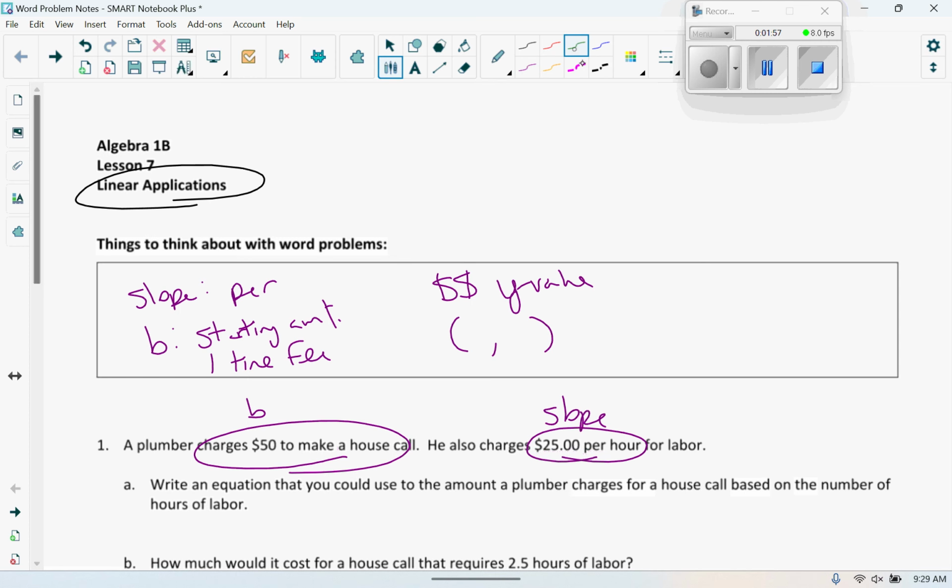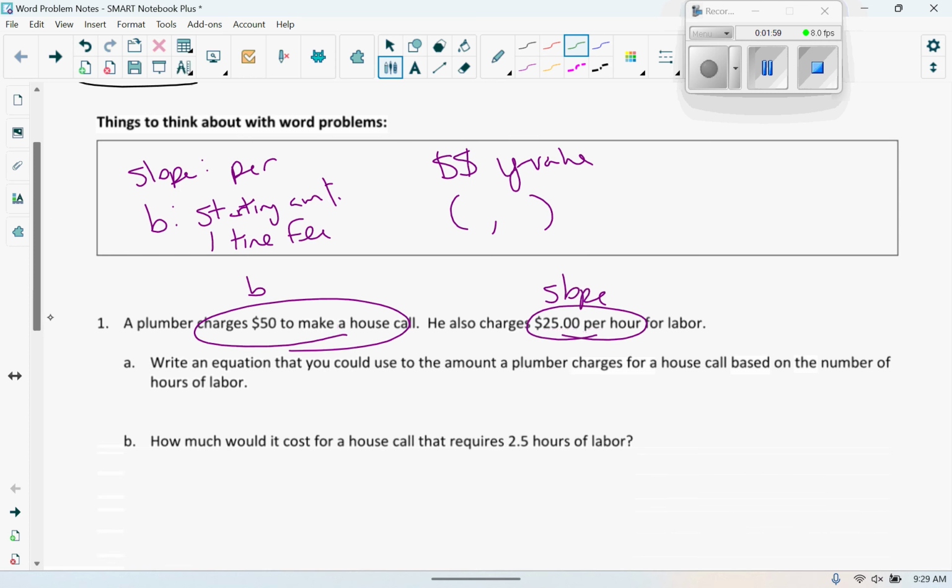Let's go ahead and jump into a problem. On number one, we know that we have the slope and the y-intercept. So I'm going to use this form because we have everything we need. It says write an equation. So I'm going to say y equals 25, there's my slope, x plus 50. Okay, how much would it cost for a house call that requires 2.5 hours?